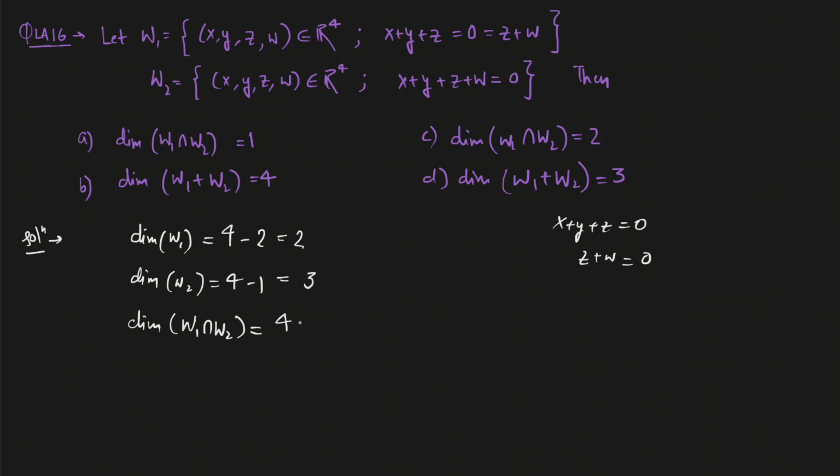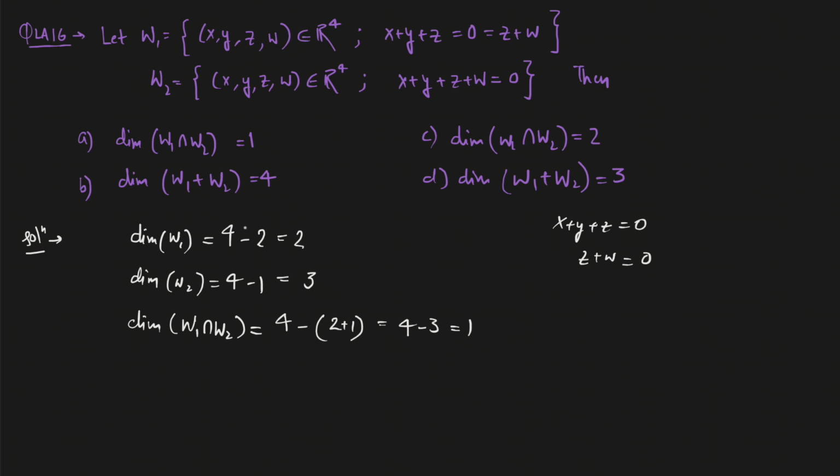So it is 4, as we did in this case. But here, we need to subtract the total number of linearly independent restrictions in both W1 and W2. In W1 we have two linearly independent restrictions, whereas in W2 we have only one. So we add them and get the total linearly independent restrictions, which is 3. So in this case it is 4 minus 3 equal to 1. This is the dimension of W1 intersection W2.